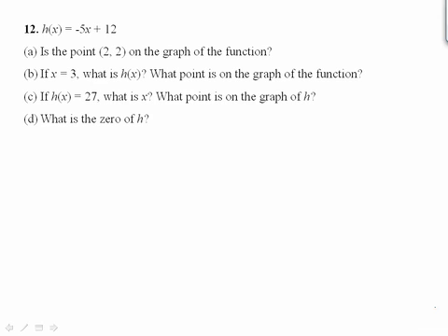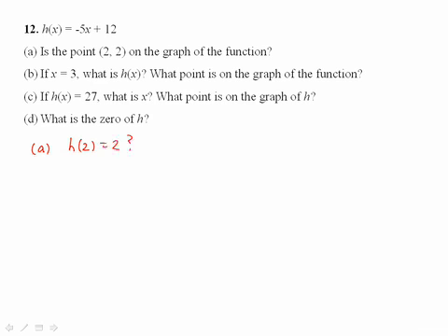Suppose that h of x equals negative 5x plus 12. The first thing that we want to do is determine if the point (2, 2) is on the graph of the function. To answer this question, what we really want to know is, does h of 2 equal 2?